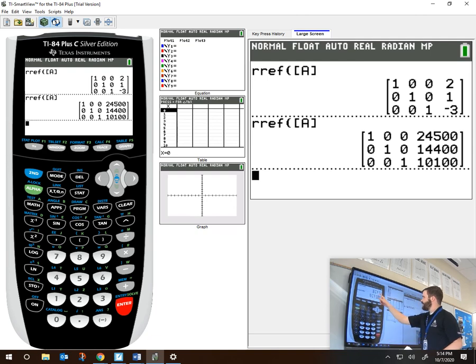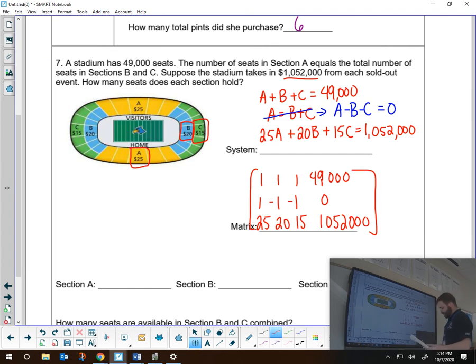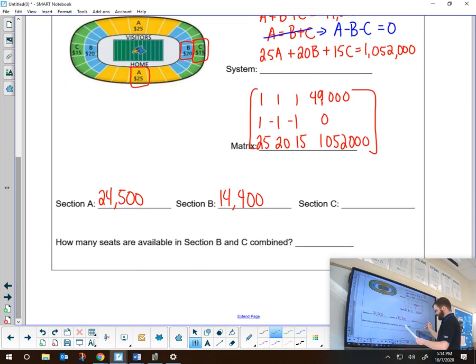Okay, so here are my answers. So let's go back to our thing and let's plug these in. It told me that section A is 24,500. It told me section B is 14,400. And it told me that section C is 10,100. Okay, our last question. How many seats are available in section B and C combined? Well, we're going to have 24,500.